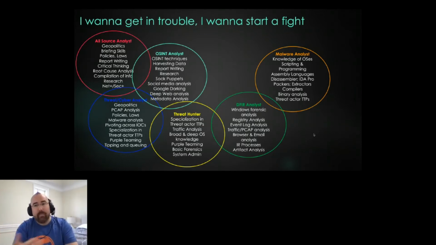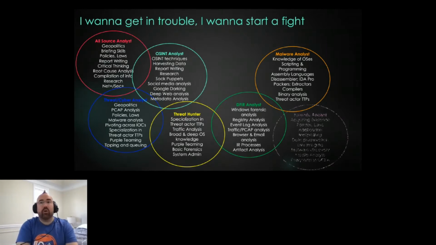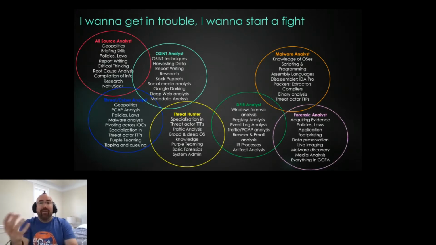Do you understand assembly languages? Do you understand disassemblers like IDA Pro, packers, extractors, compilers? Can you do binary analysis? And do you have a deep technical understanding of what certain threat actors are doing with the malware? And then some of this is related to the forensics analysts, who again can be very specialized.